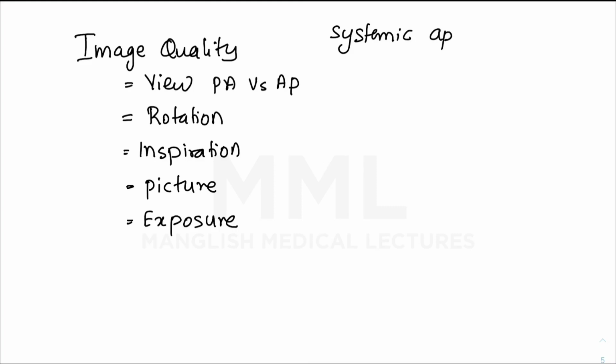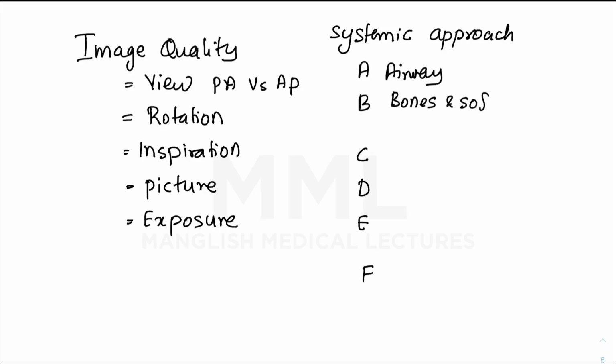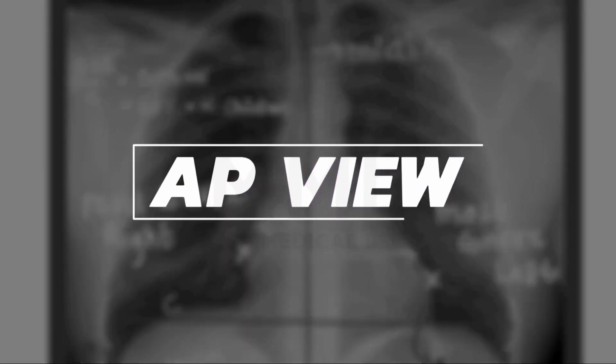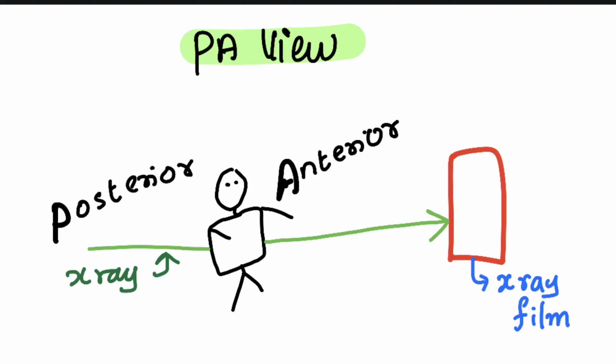After that, we go to the systematic approach, where we have a mnemonic A, B, C, D, E, F. That is airways, bones and soft tissue. And alphabet C stands for cardiac, that is heart. And D for diaphragm. E for extrathoracic soft tissue, F for field and fissure, that is mainly lungs. So let's begin with AP view versus PA view.